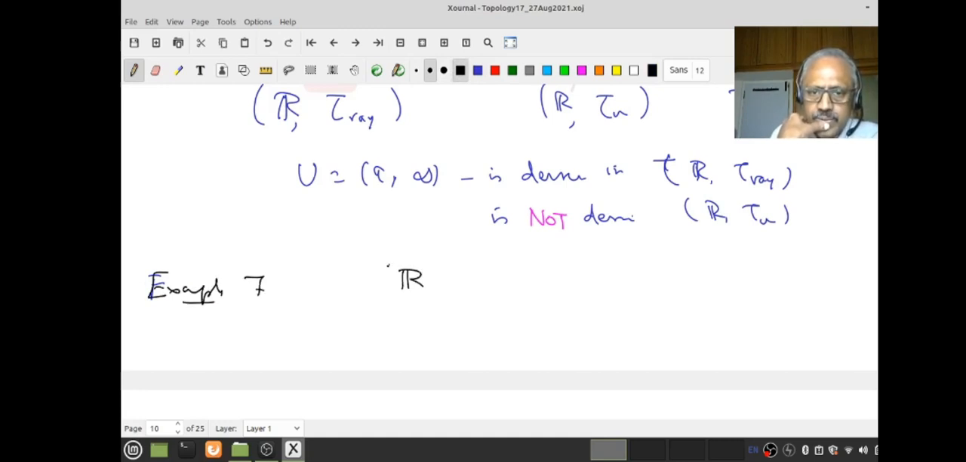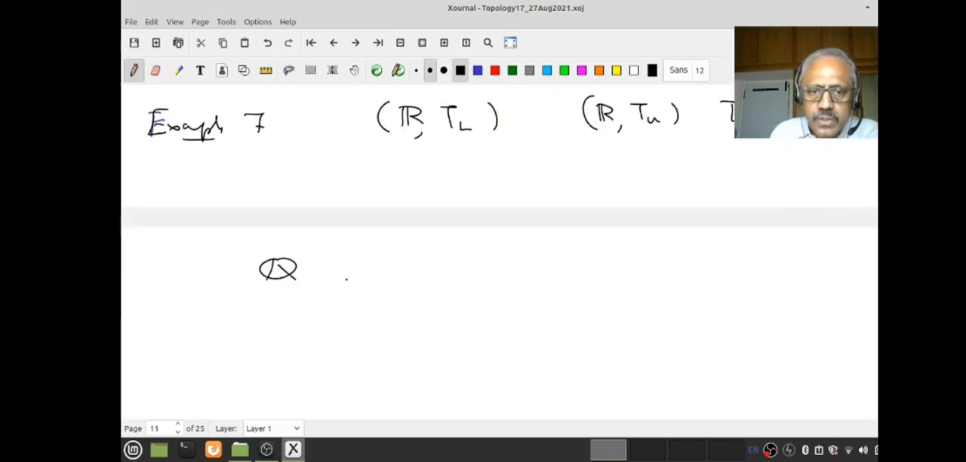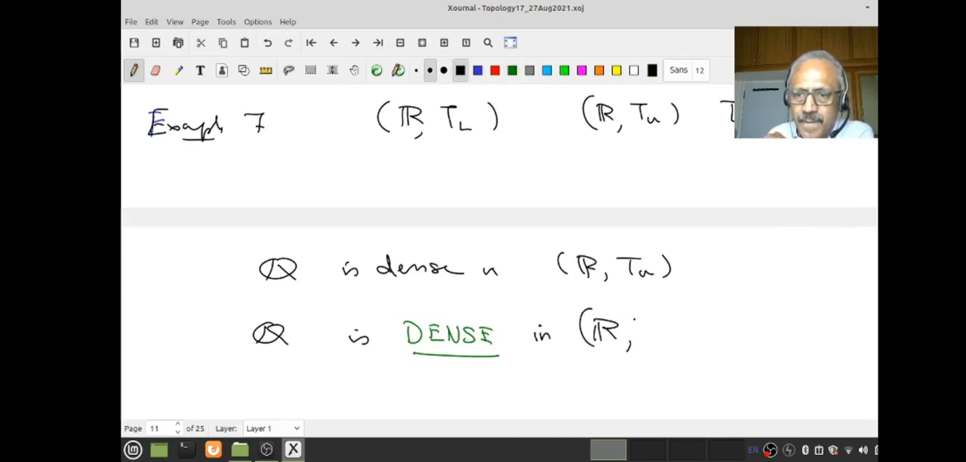So now I am going to take R with tau L and R with tau U, and we know tau L is finer than tau U, and we know Q is dense in R with the usual topology. So what should I say? I may not expect Q to be dense in R with the lower limit topology, but actually it turns out to be, a surprise, in spite of the fact that this is a much larger topology.